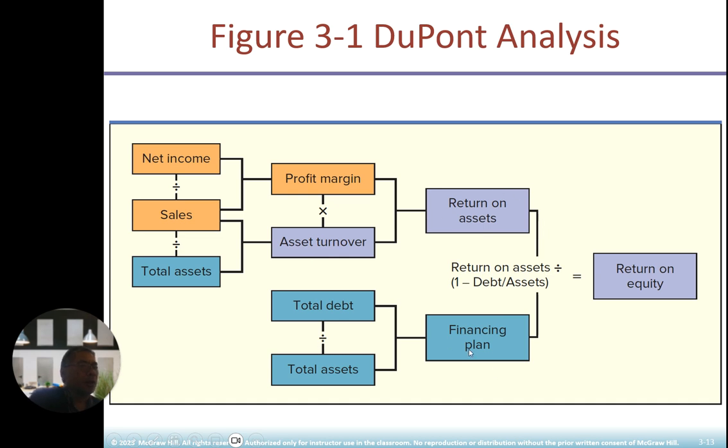Total debt with total asset, you've got the debt equity ratio. When you multiply this return on asset by one minus debt to asset, you get the return on equity. So that's the DuPont analysis.